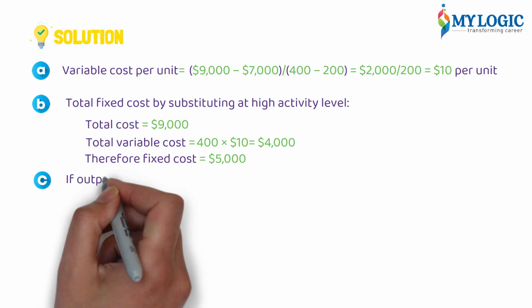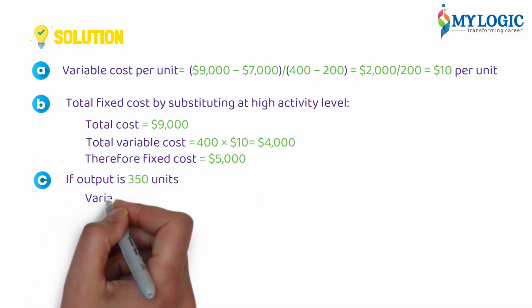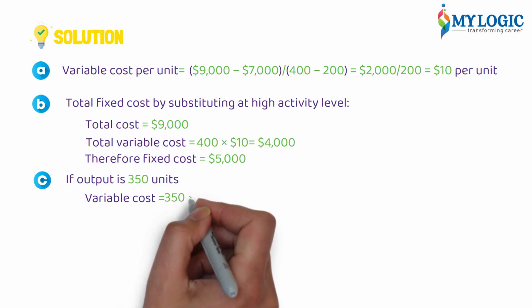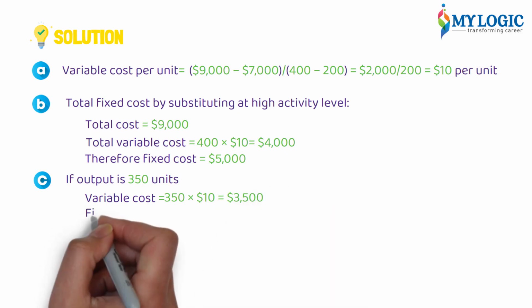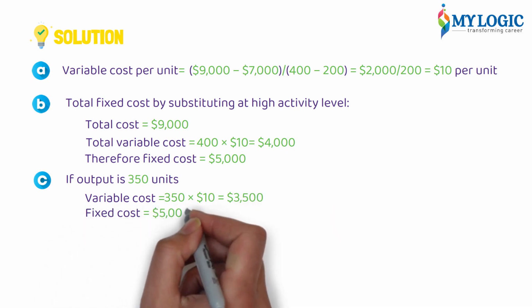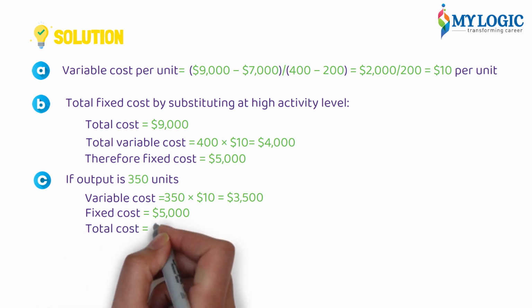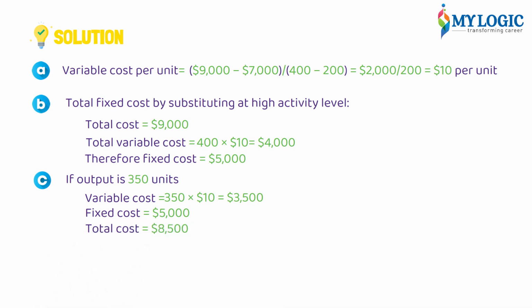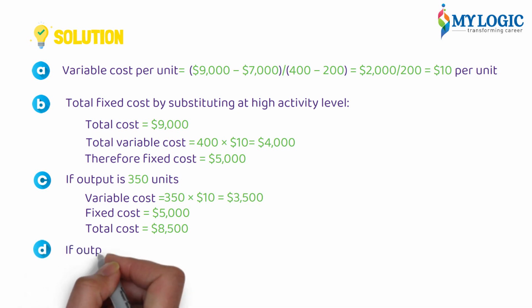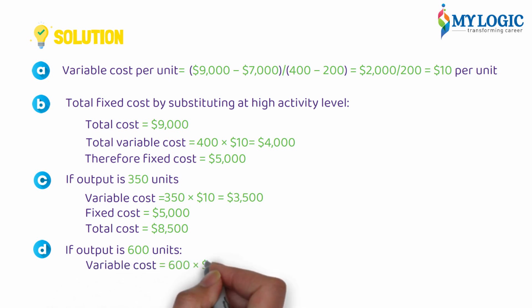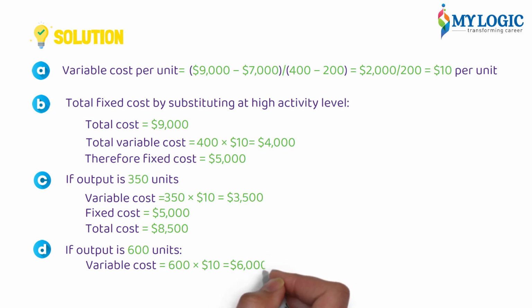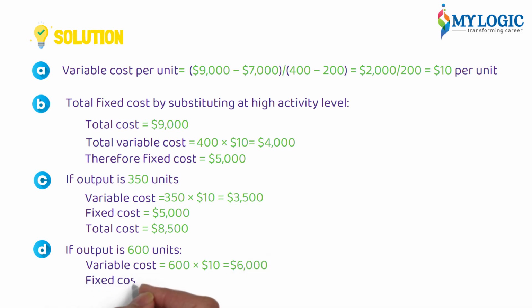C. If output is 350 units, variable cost is equal to 350 multiplied by $10, which is equal to $3,500. Fixed cost is equal to $5,000. Total cost is equal to $8,500. D. If output is 600 units, variable cost is equal to 600 multiplied by $10, which is equal to $6,000. Fixed cost is equal to $5,000. Total cost is equal to $11,000.